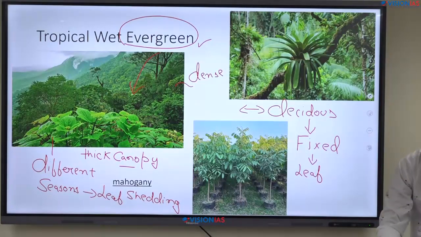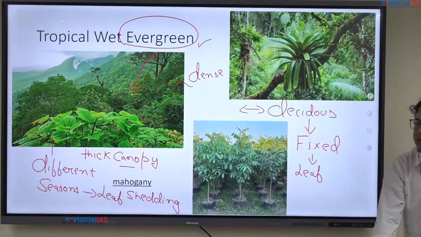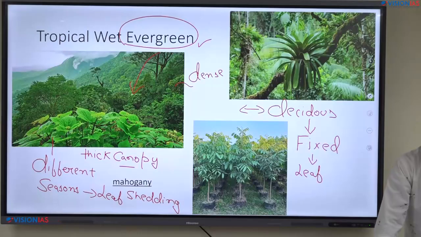So this is what the second point is. Due to high heat and high humidity, trees do not shed their leaves together. In evergreen forest, leaf shedding is different for different species. Are you clear on the difference? Deciduous and evergreen? Okay. The trees often reach 45 to 60 meters in height. Trees are quite tall. Because water is available, sunlight is available, they can reach a good height. So trees have good height, 45 to 60 meters.